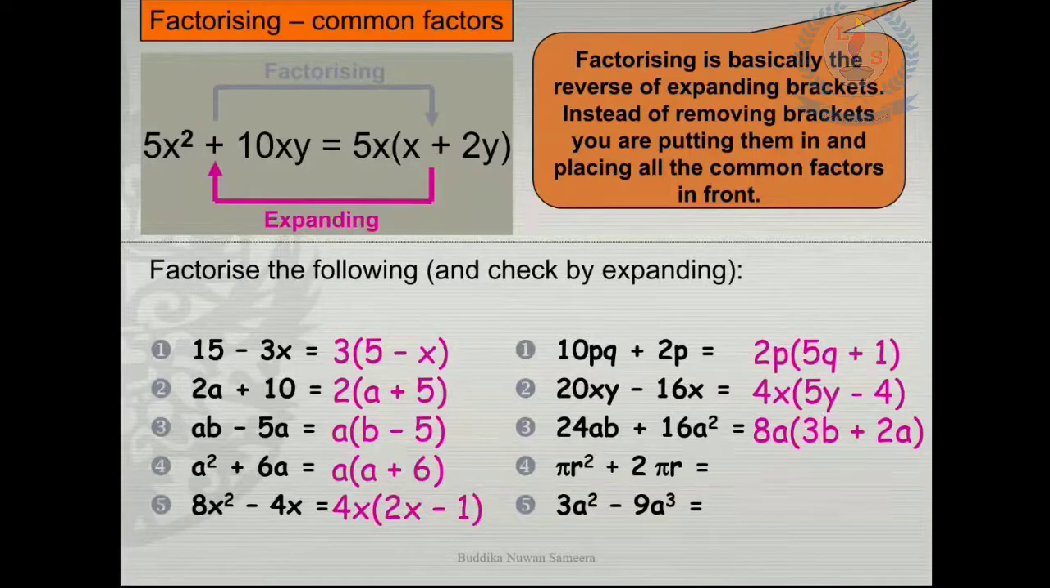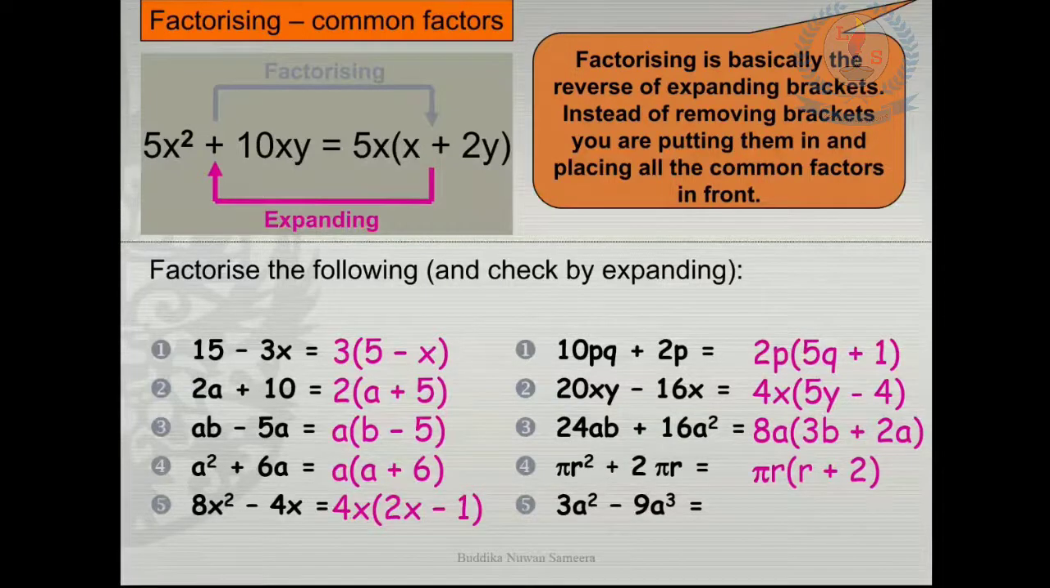Next one, 5r square plus 2 pi r. We can see r is common for both elements, so you can take r out. When you take r out, inside the bracket it remains 5r plus 2 pi.